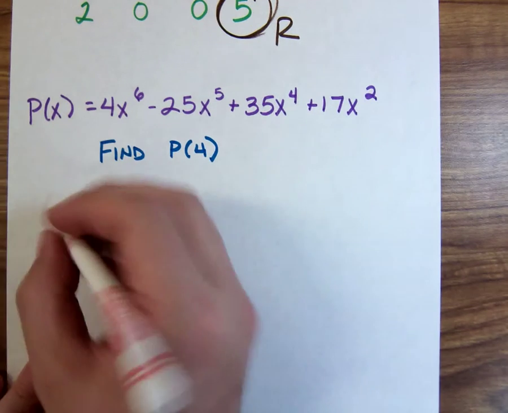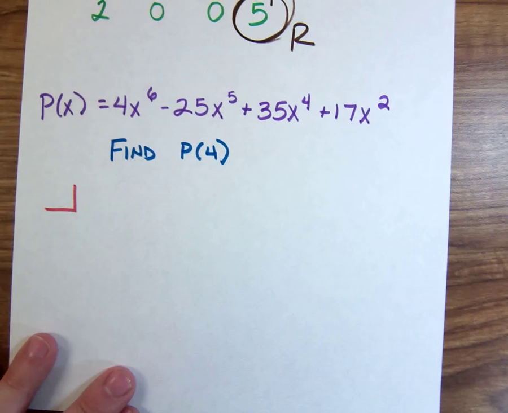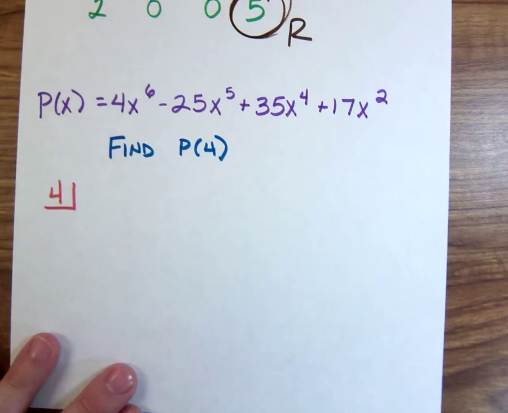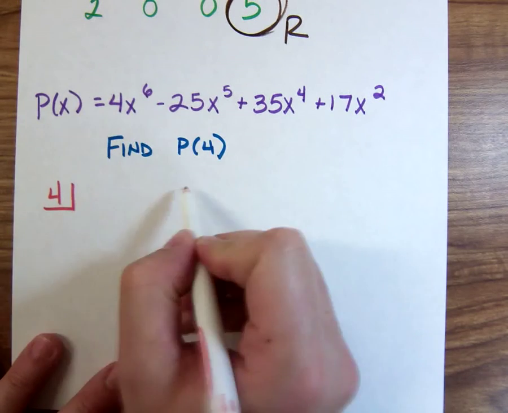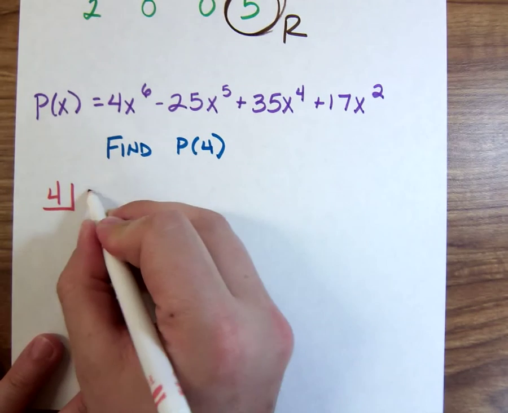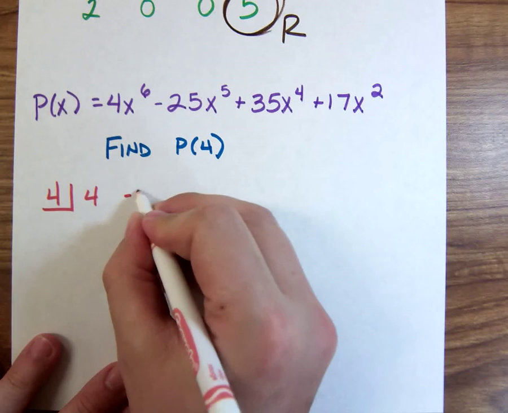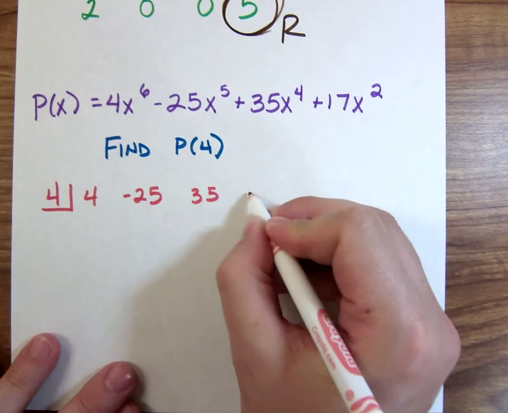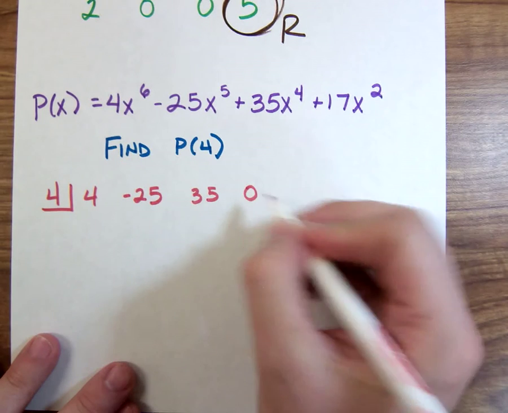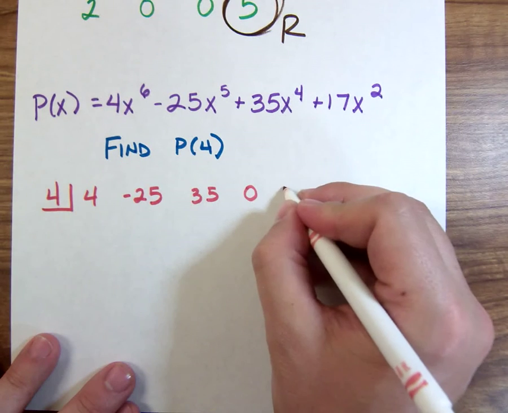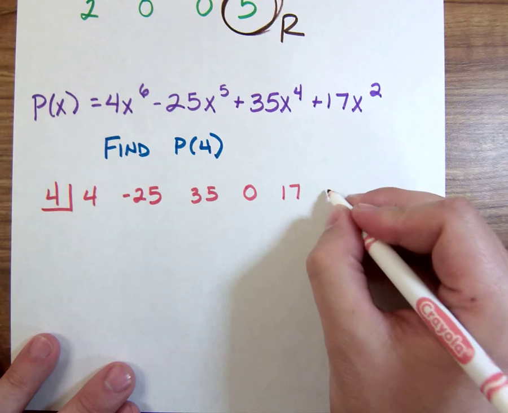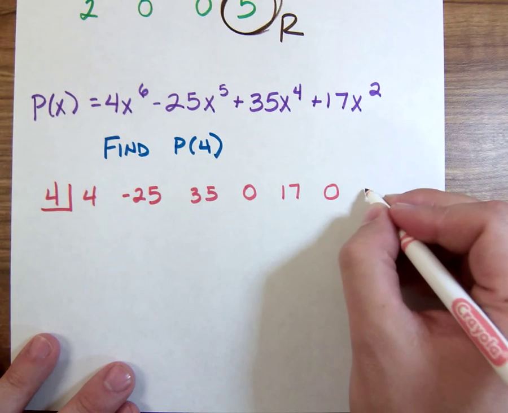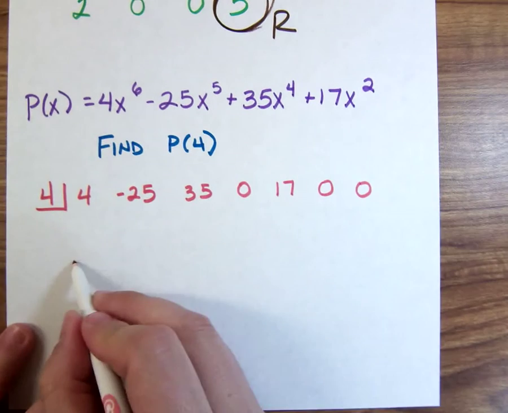What's the number that goes inside the little hook there? 4. And somebody call them out. What are all my coefficients going to be? 4, 35, 0 for x cubed, then 17 for x squared, then 0 for x, then 0 for the constant.